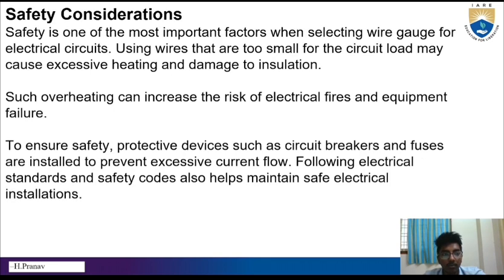So, coming to the safety considerations, safety is one of the most important factors when selecting wire gauge for electrical circuits. Using wires that are too small for the circuit load may cause excessive heating and damage to insulation. Such overheating can increase the risk of electrical fires and equipment failures. To ensure safety, protective devices such as circuit breakers and fuses are installed to prevent excessive current flow. Following electrical standards and safety codes also helps to maintain safe electrical installations.